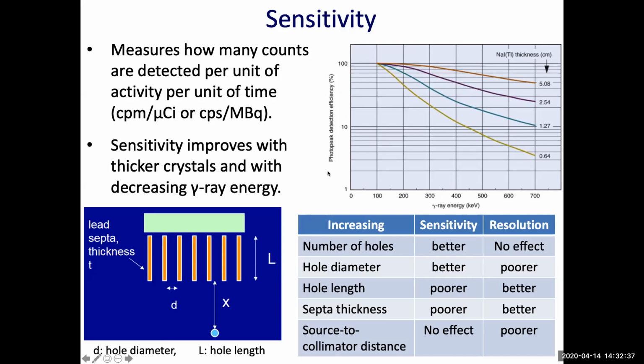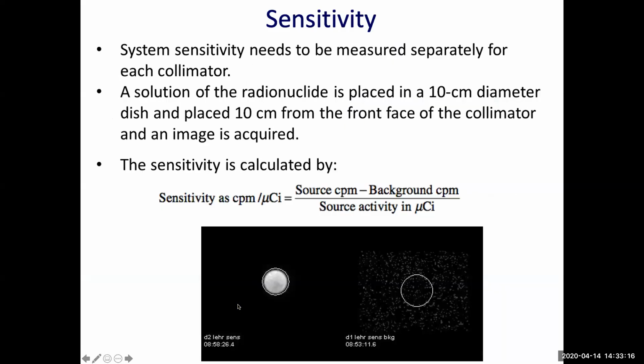This figure shows, as already discussed, the detection efficiency versus gamma ray energy for sodium iodide detectors of different thickness. We see sensitivity improves with thicker crystal and with decreasing gamma energy. Increasing high energy will degrade the sensitivity. Discussing quickly this one, already discussed before: increasing the number of holes in the collimator will enhance the sensitivity. Increasing the hole diameter will enhance the sensitivity. Hole length will degrade the sensitivity. Septal thickness will also degrade the sensitivity. And source to collimator distance has no effect on the sensitivity, okay?